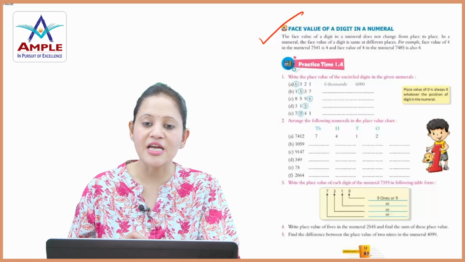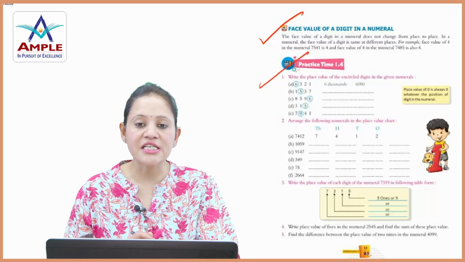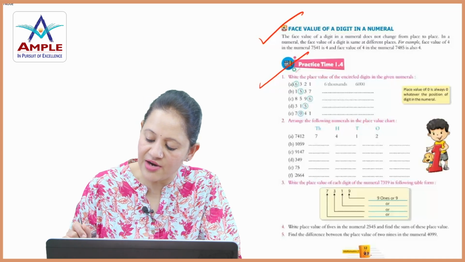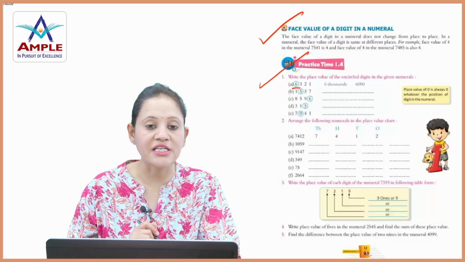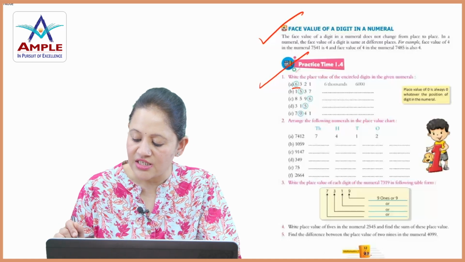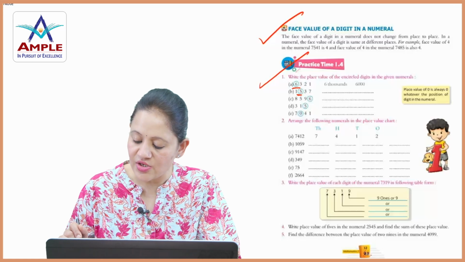Clear? Next, practice time 1.4. Write the place value of the encircled digit in the given numeral. So we have to write the place value of 6. 6 is at which place? Ones, tens, 100, 1000. 6000. Here, the 5 is at 100 place. So place value is 500.